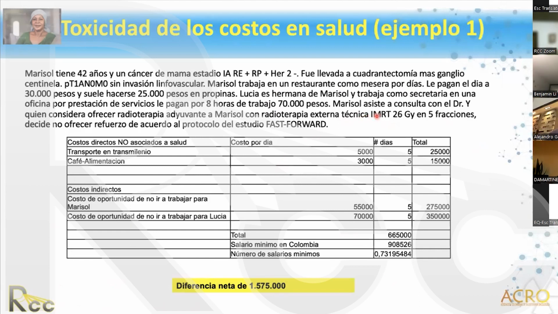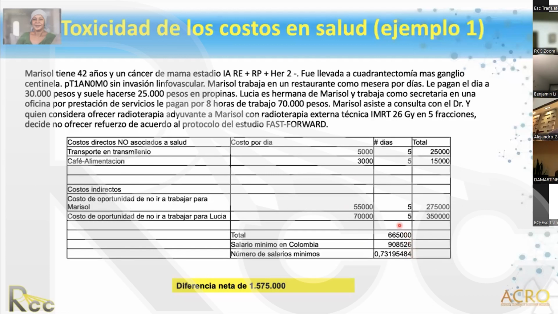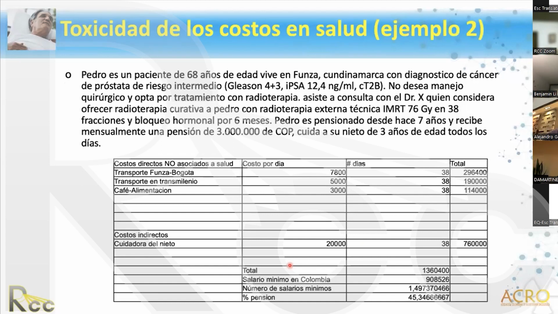Marisol would receive a treatment of hypofractionation with a fast forward, she would have 5 sessions. And what we would see is, look at the difference in the total cost. That would be 2,002,000 pesos. If it would be just 5 sessions, the net difference would be a difference in dollars of around $500 just for the decision of the different treatment type.